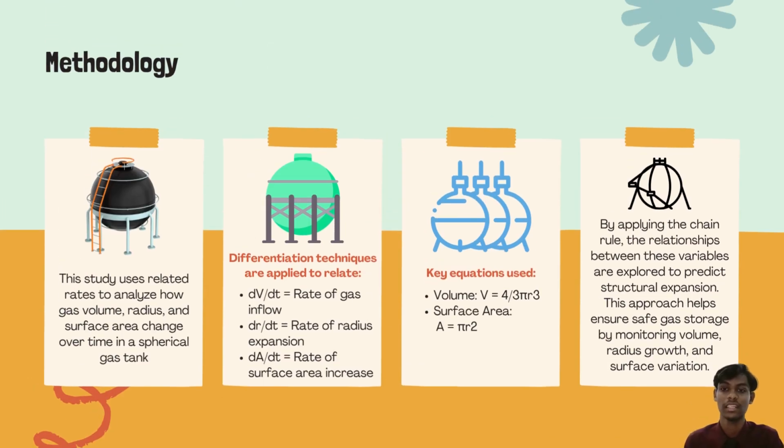Now, I'll explain the methodology. This study uses related rates to analyze how gas volume, radius, and surface area change over time in a spherical gas tank. Differentiation techniques are applied to relate the rate of gas inflow, rate of radius expansion, and rate of surface area increase. The key equations used in this project are, first, volume, which is the volume of a sphere, 4 over 3 pi r cubed, and surface area, which is pi r squared. By applying the chain rule, the relationship between these variables is explored to predict structural expansion. This approach helps ensure safe gas storage by monitoring volume, radius growth, and surface variation.